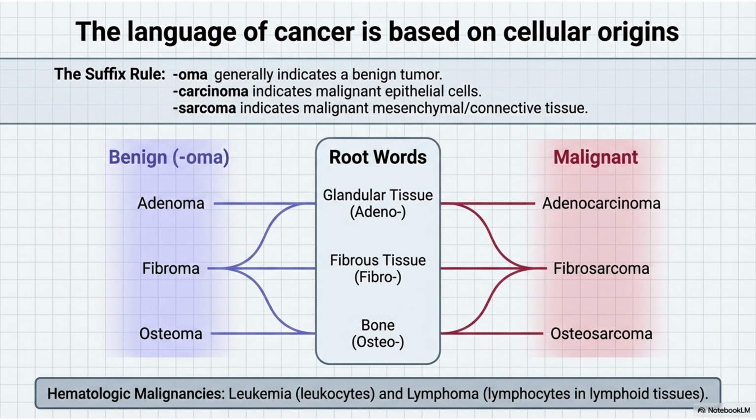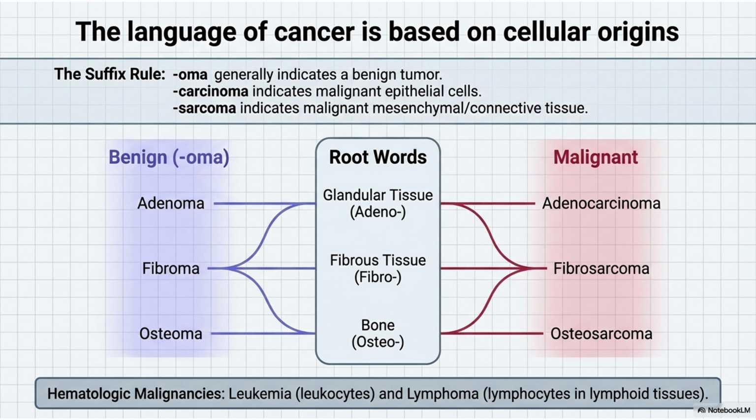Tumor names are often based on the tissue of origin. Benign tumors often end in -oma, while malignant epithelial tumors are called carcinomas, and connective tissue cancers are called sarcomas. So basically, this is the language of the tumors. If you look over here, like adenoma, these are the root words. And when it becomes malignant, it's called adenocarcinoma.